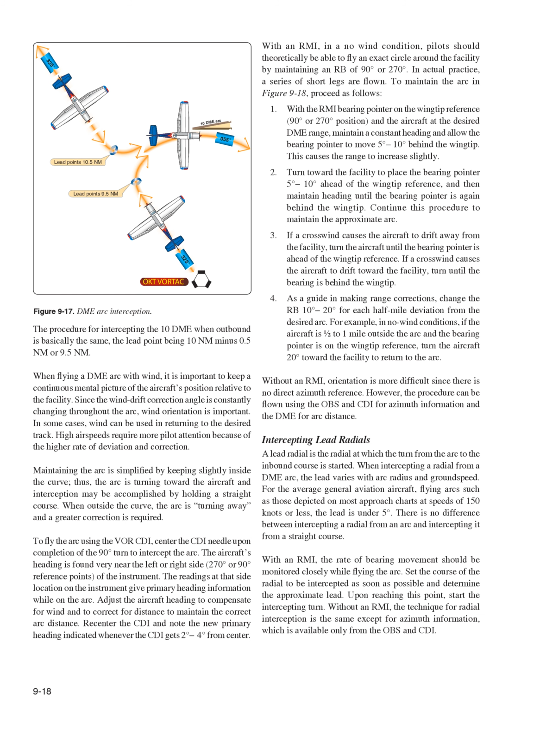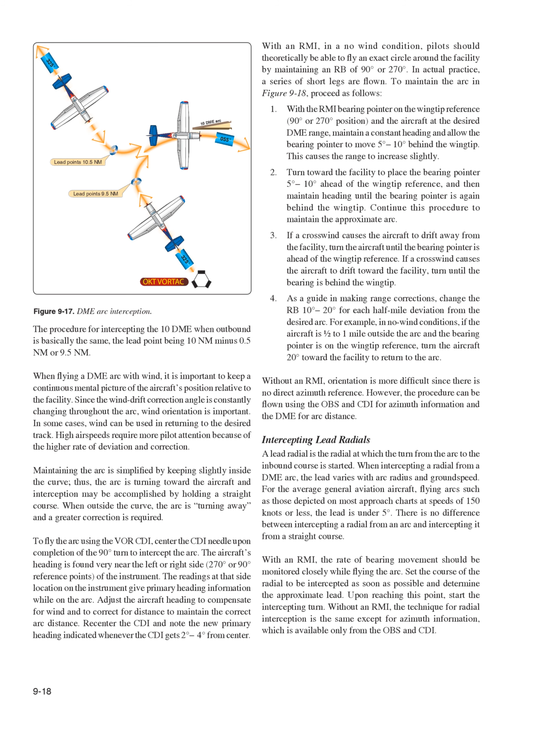Intercepting lead radials. A lead radial is the radial at which the turn from the arc to the inbound course is started. When intercepting a radial from a DME arc, the lead varies with arc radius and ground speed. For the average general aviation aircraft, flying arcs such as those depicted on most approach charts at speeds of 150 knots or less, the lead is under 5 degrees. There is no difference between intercepting a radial from an arc and intercepting it from a straight course.